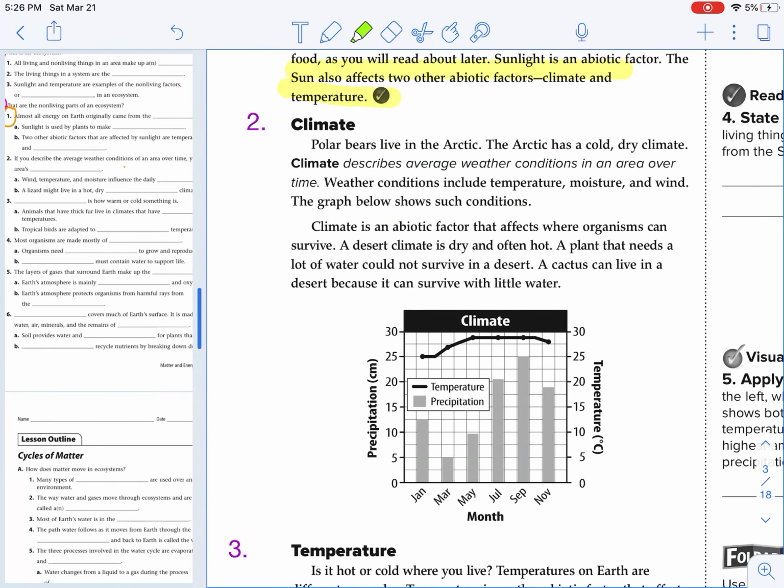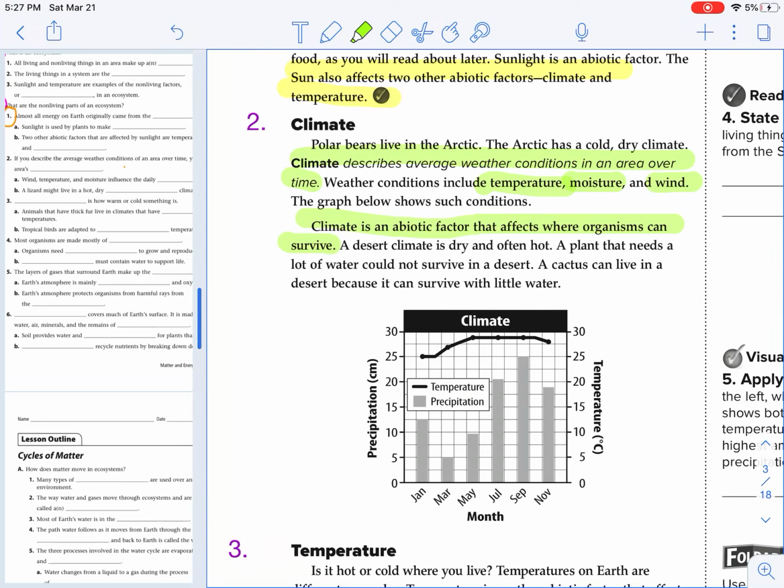Polar bears live in the Arctic. The Arctic has a cold, dry climate. Climate describes average weather conditions in an area over time. Weather conditions include temperature, moisture, and wind. So what is the temperature? What is the amount of moisture in the air? And then wind, yes or no. Okay, the graph below shows such factors. Climate is an abiotic factor that affects where organisms can live.